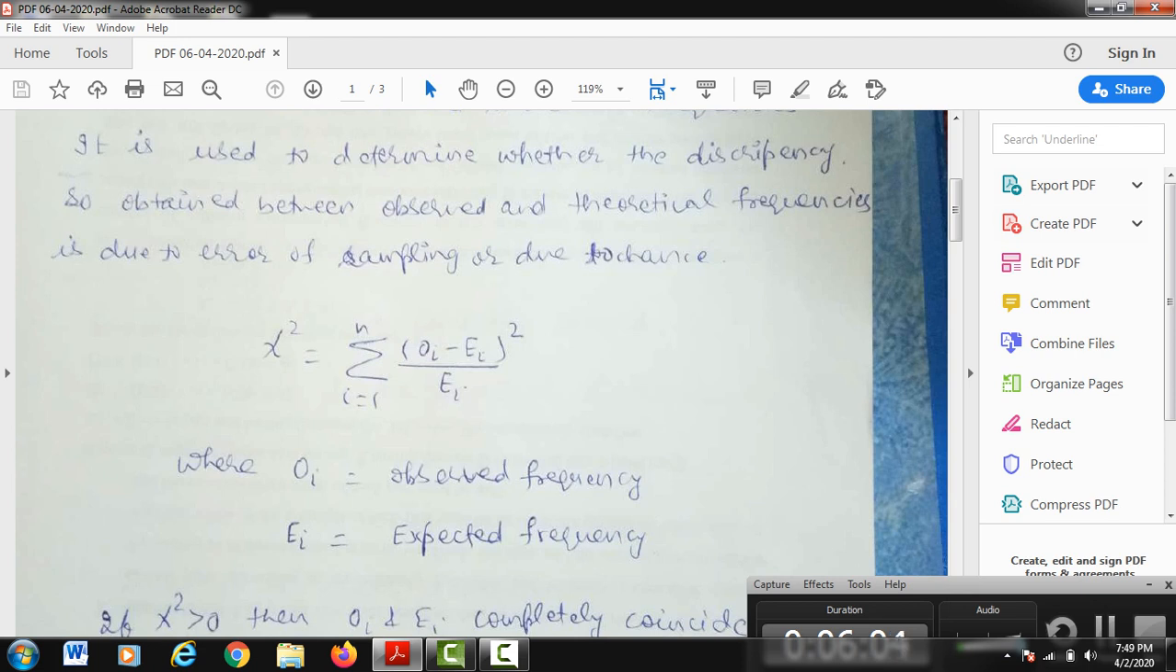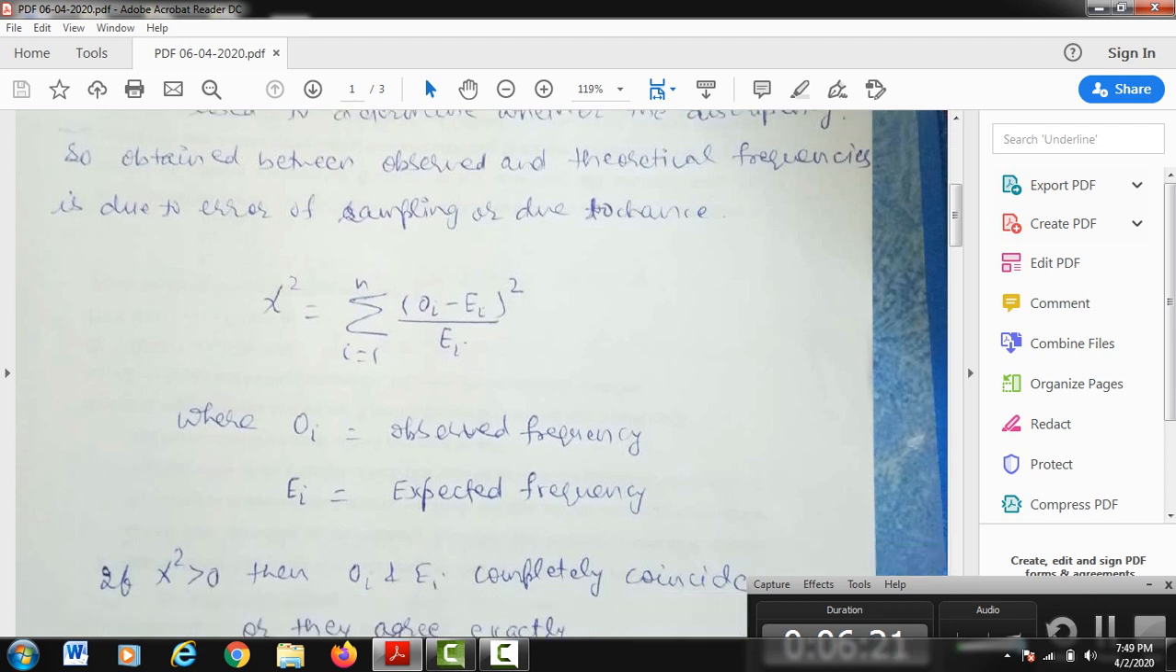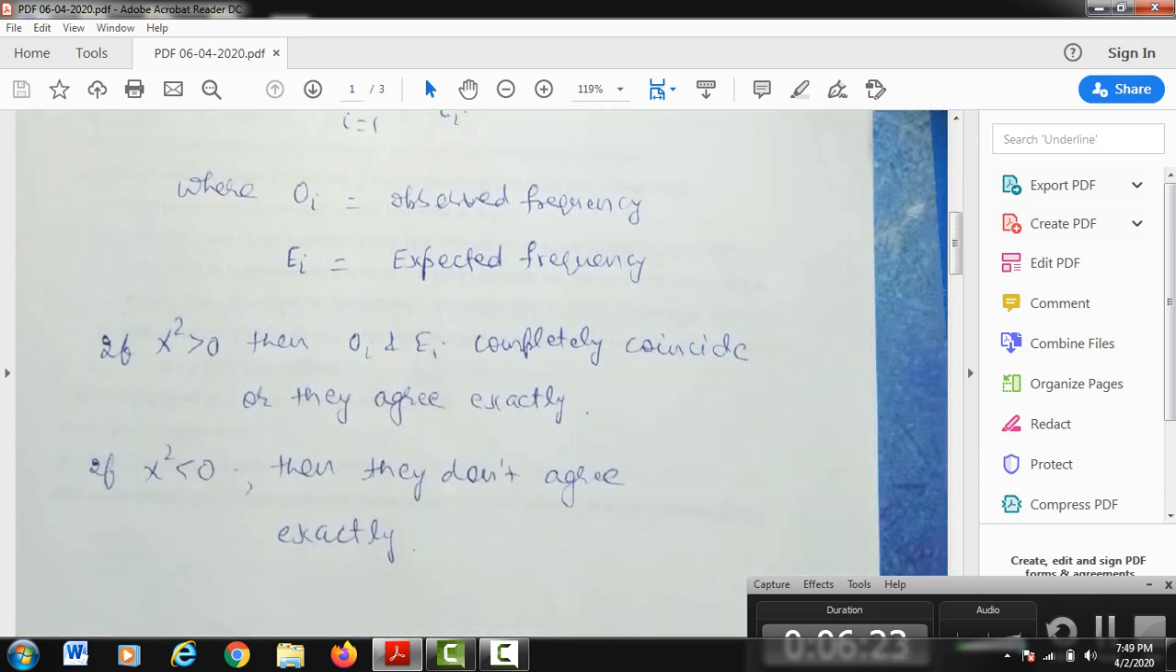So first of all, I will evaluate Oi minus Ei, then its whole square, then I will generate the next column (Oi minus Ei) whole square over Ei, and then summing that up, I will get the value of chi-square. I'll tell you how to calculate these things through the upcoming numericals. So what will be the conclusion?